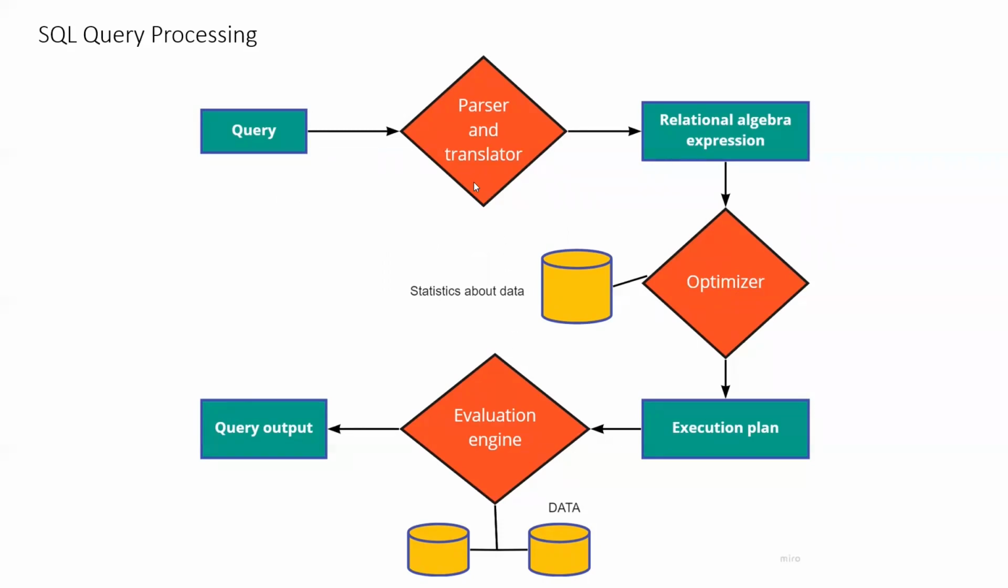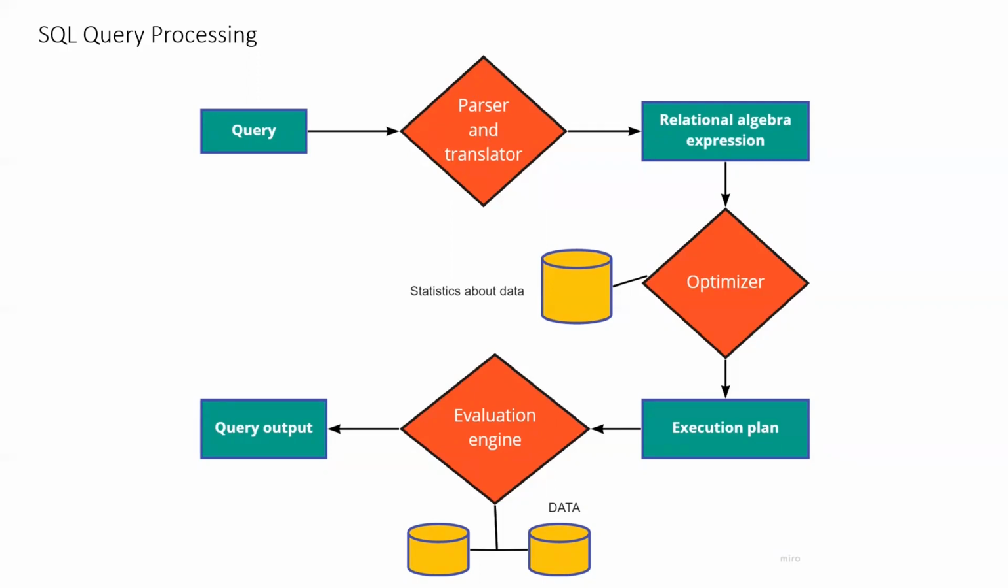There are three main stages to this particular flowchart. One is the parser, then the optimizer, and then the evaluation engine. Once you write a query and hit the run command, there comes something called the parser. It will basically check for any syntax errors and all of that sort of stuff. And then there comes a translator. Normally SQL is a very human readable language, right? We write code in almost plain English sentences.